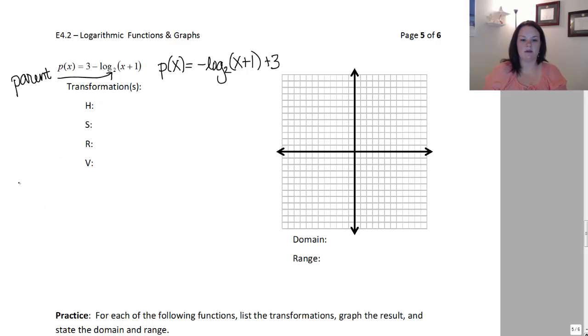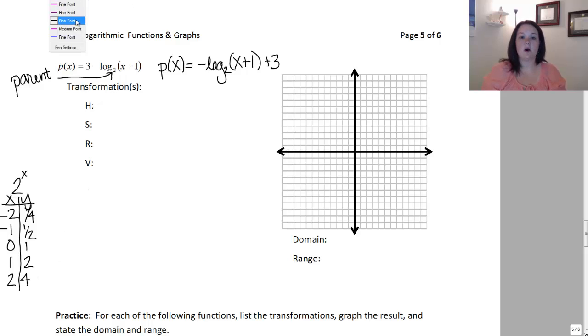Okay. I look at my log base number and that tells me what my parent is. Okay, so here my parent, I'm going to start with 2 to the x power. I go ahead and put my points in here. So negative 2, negative 1, 0, 1, and 2. When I raise 2 to the negative 2, I'm going to get 1/4. 2 to the negative 1 is 1/2. 2 to the 0 is 1. 2 to the first is 2. 2 squared is 4. Okay? Then I'm going to swap my table to get my parent log function, which is log base 2 of x. Okay? So all I'm going to do is swap my values.